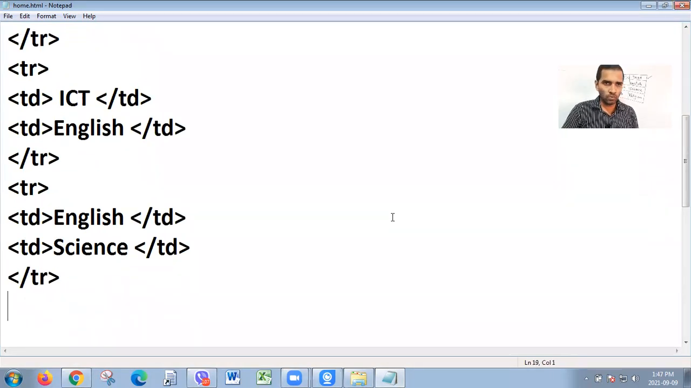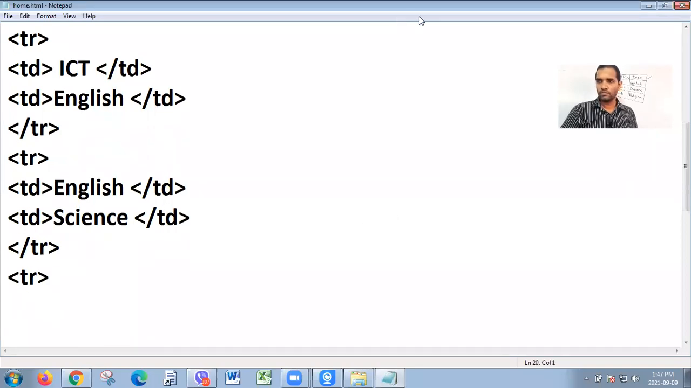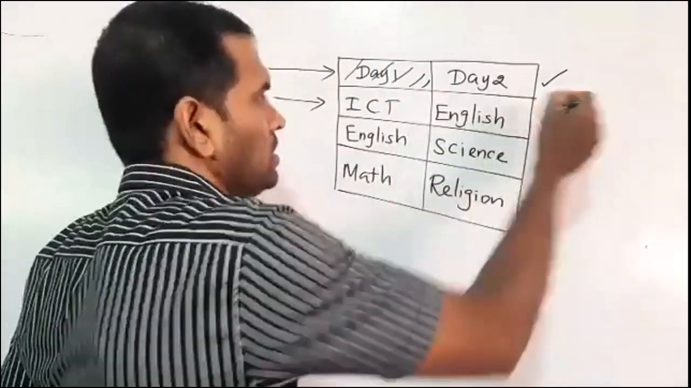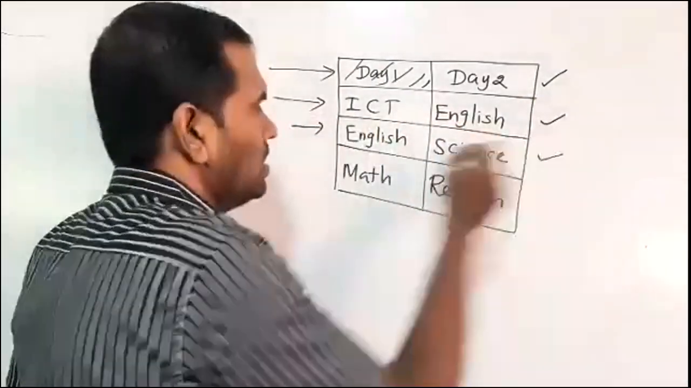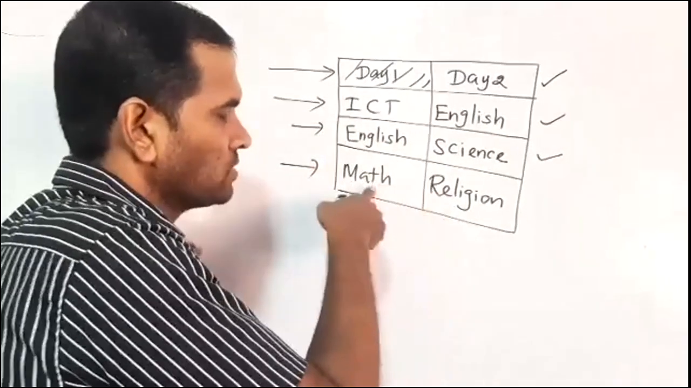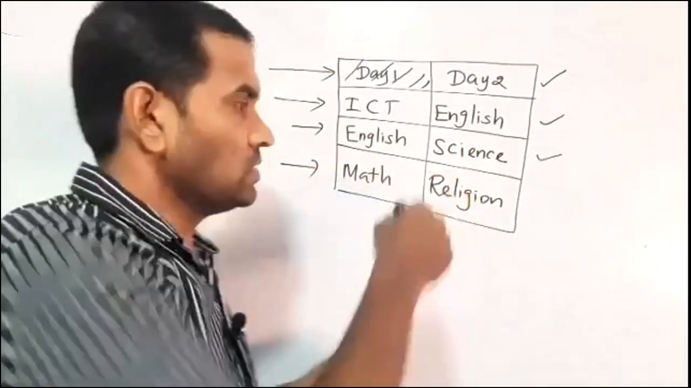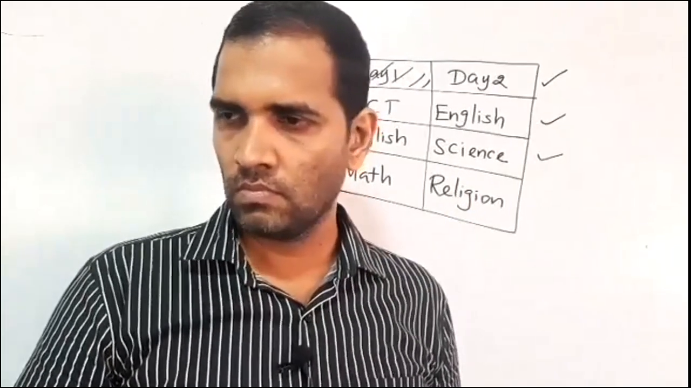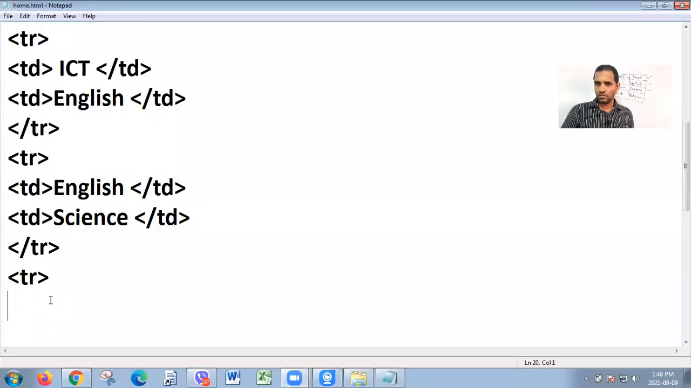We have one more row. So start another row, TR. The third one was created. Let's come to the last row. It also has two cells. The first cell has math, the second one religion, right? So let's create both of them. So this is TD. This is math.